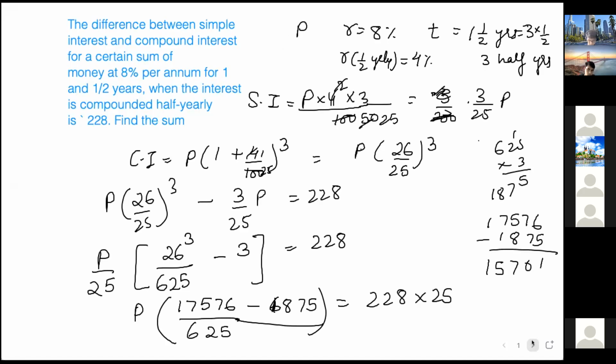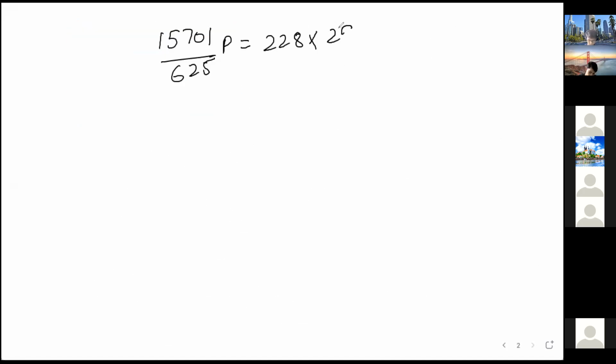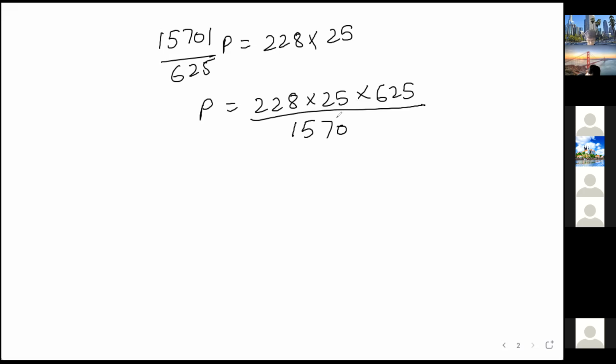Next page. 15701 upon 625. P is equal to 228 into 25. So P is equal to 228 into 25 into 625 divided by 15701. So this is the amount. Let us see.